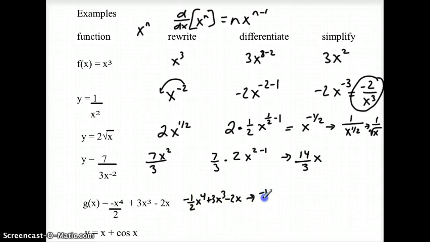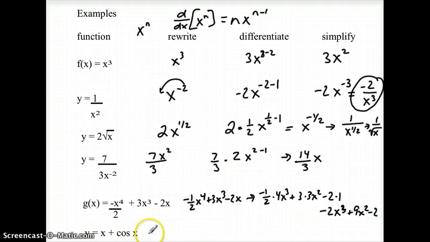So it's negative 1/2 times the derivative of x to the fourth, which is 4x to the third. Then 3 times the derivative of x cubed, which is 3x squared, and then minus the derivative of 2x. So it's 2 times, what's the derivative of x? Just 1. Derivative of x is 1. Put the power out in front, it's 1 times 1, 1 out in front, and then 1 minus 1 is 0 for the exponent, so x to the 0 is just 1. So there's your derivative of x is just 1. Now simplify it. Negative 1/2 times 4 is negative 2. So we have negative 2x to the third plus 9x squared minus 2.